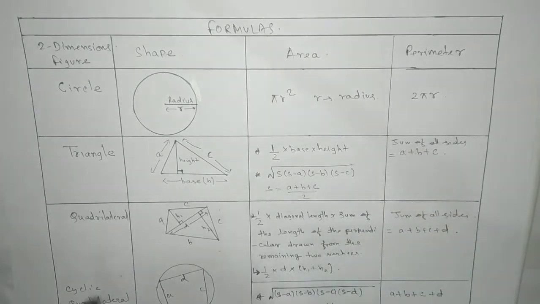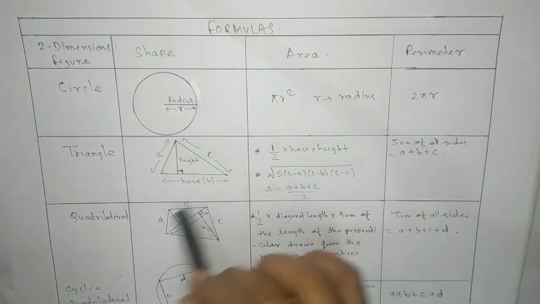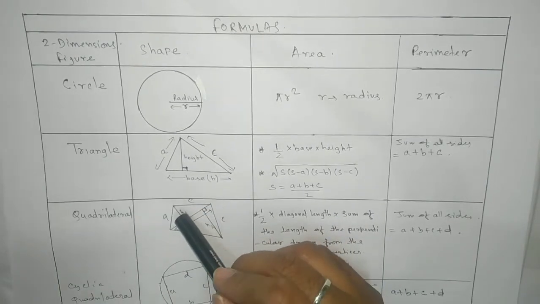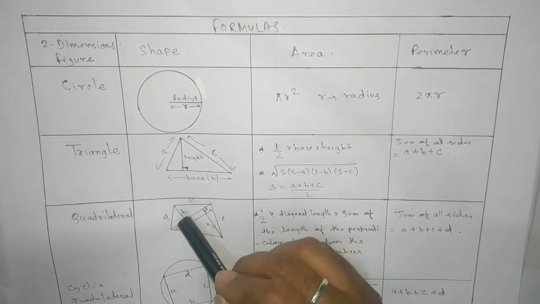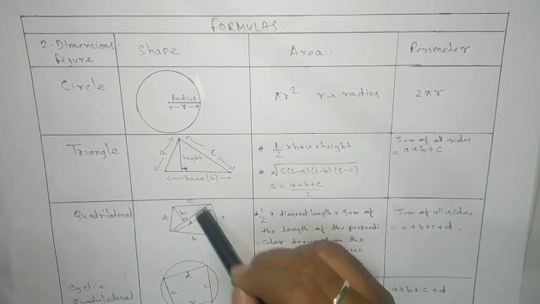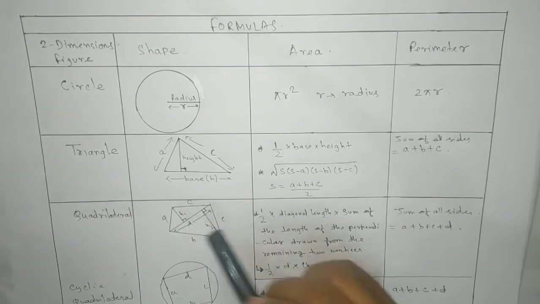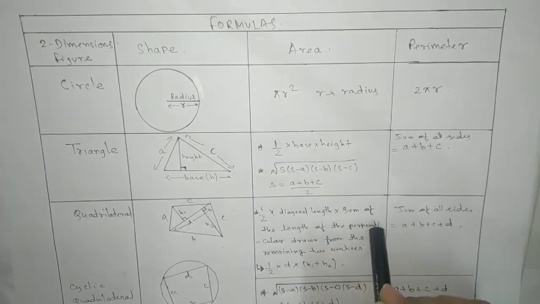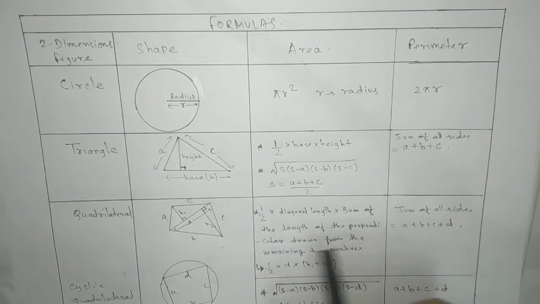Now, here the third one is the quadrilateral. If you see the quadrilateral, with one diagonal and, on the same diagonal, one height and a second height, then you can apply half into diagonal length into the sum of the lengths of the perpendicular distances drawn from the remaining two vertices. You can apply this formula.